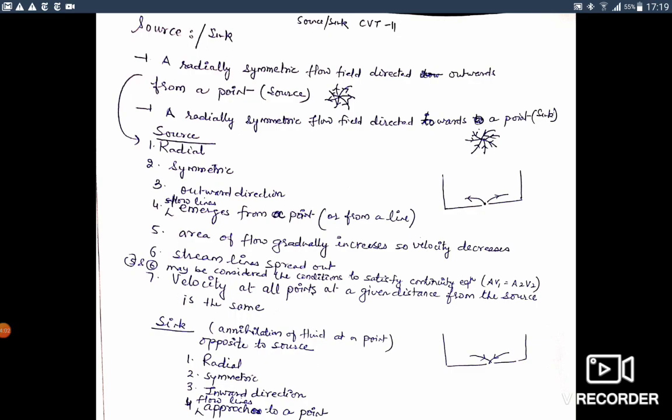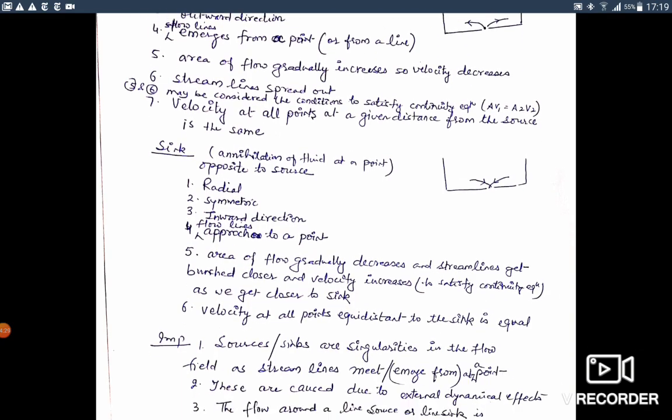Next one is that velocity at all points at a given distance from the source is the same. I have told you earlier that suppose these are two streamlines, and if I want to see what is the velocity at a distance r equal to r1, then whatever be its value here, suppose it is q1, then the same value will be here at r equal to r1 on the second streamline, and the same case will happen with all the streamlines.